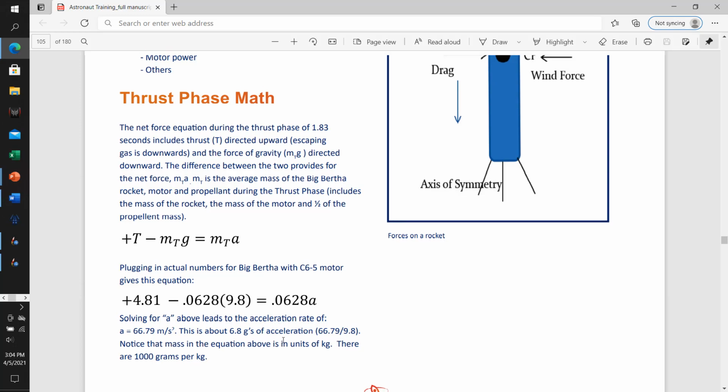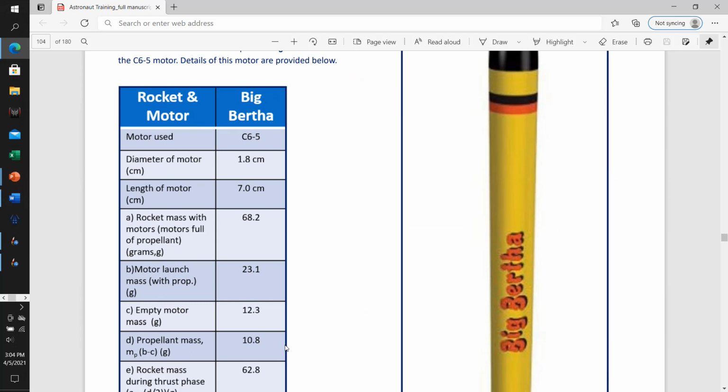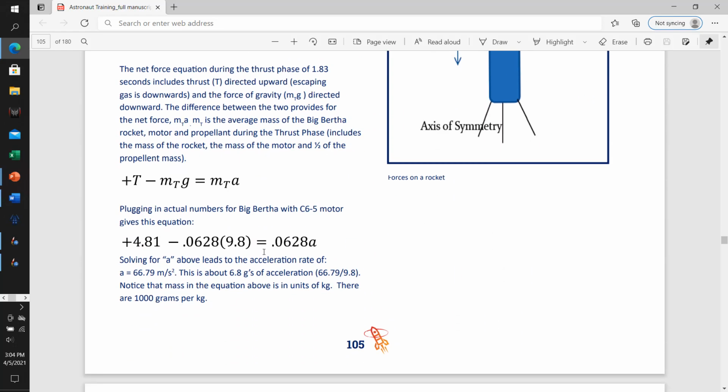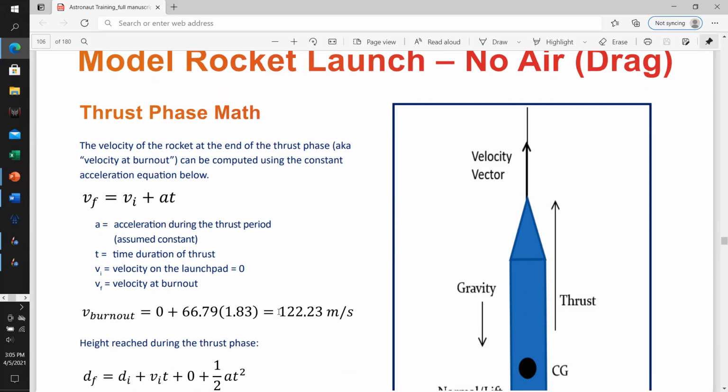A reminder here is that when you build your own rocket or do problems related to homework, you're going to have to remember that the mass is typically given by the rocket manufacturers in grams, and our force equations need to use kilograms. We're using standard units, so you have to convert these masses to kilograms.